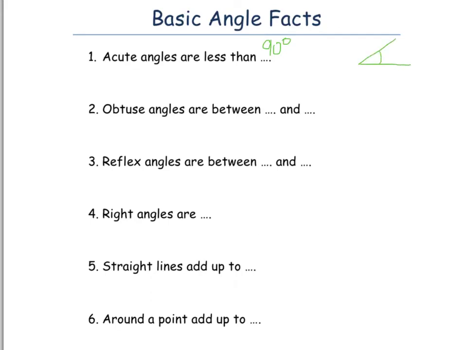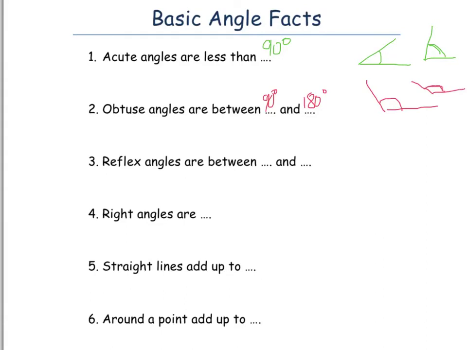So it could be that, it could be this. They're both less than 90 degrees, so they're both acute angles. An obtuse angle is an angle between 90 degrees and 180 degrees. So that is between 90 degrees and 180 degrees. Well, 180 degrees is a straight line, so this is an obtuse angle, as is that. They're both less than 180 but more than 90 degrees.